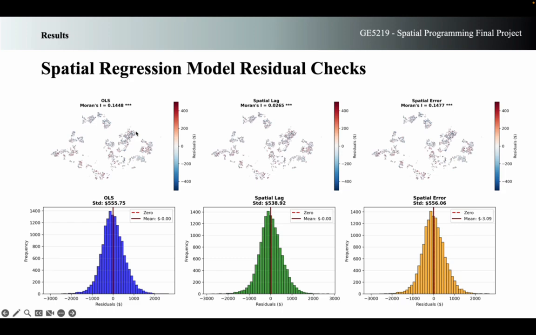So to summarize, this project demonstrates that accessibility is a major driver of HDB rental prices in Singapore, particularly the accessibility to hawker centers, parks, and MRT stations.